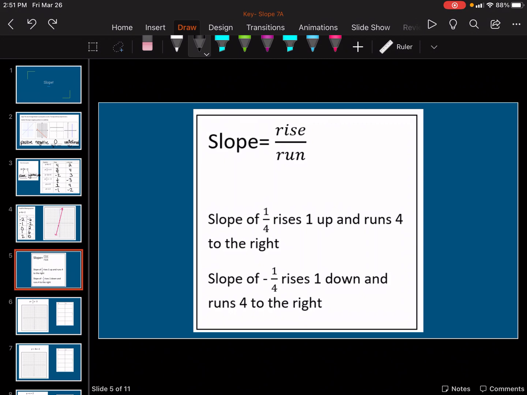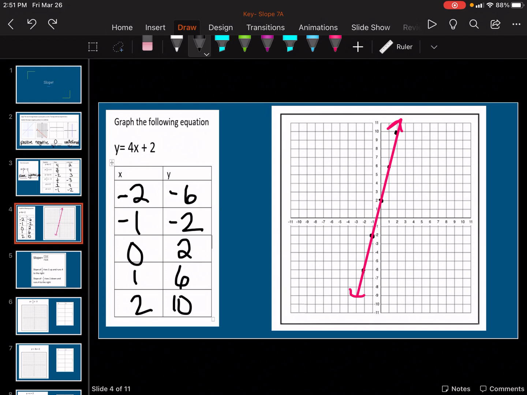So we'll do a little more practice. So this one, the slope was 4. So notice from point to point, we went up 1, 2, 3, 4, and over 1. So the slope was 4 over 1. Okay.